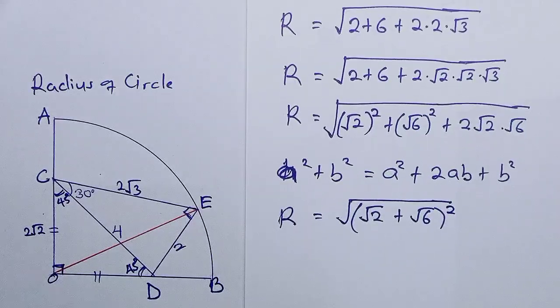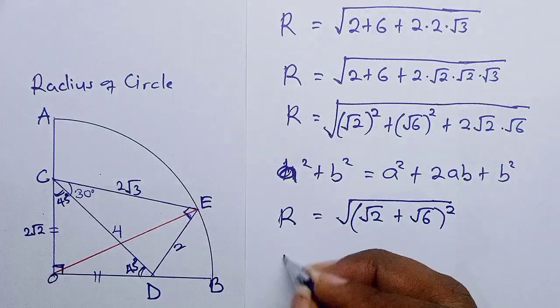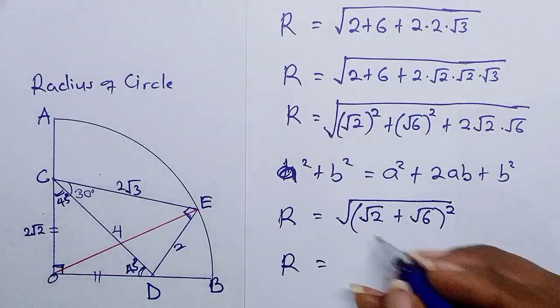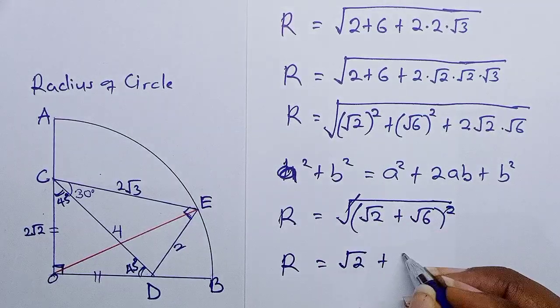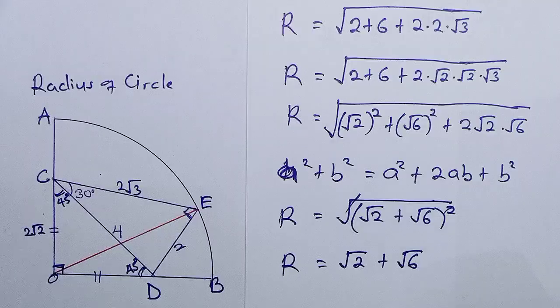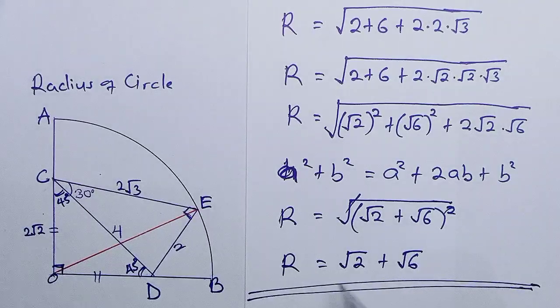Okay? So R is equal to, so this cancels with this. So we have root 2 plus root 6. So this is the value of the radius. You can simplify it further and give the actual values. But this is the value of the radius.